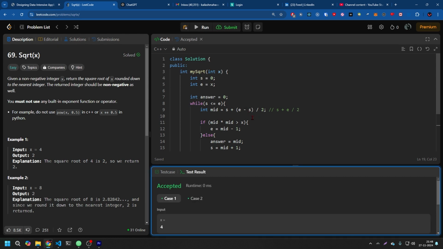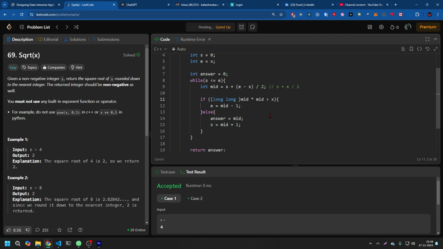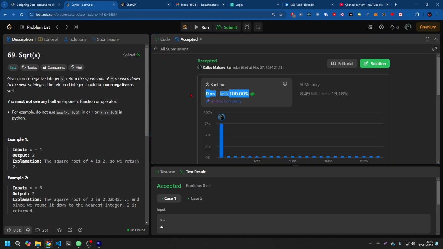Okay, so let's just run it. So it works. It's accepted. Let's just submit it. But I think mid will again overflow. So let's apply long for the mid calculation and submit it. So it works and passes all test cases with 100%. It beats 100%. So that's it for the video.